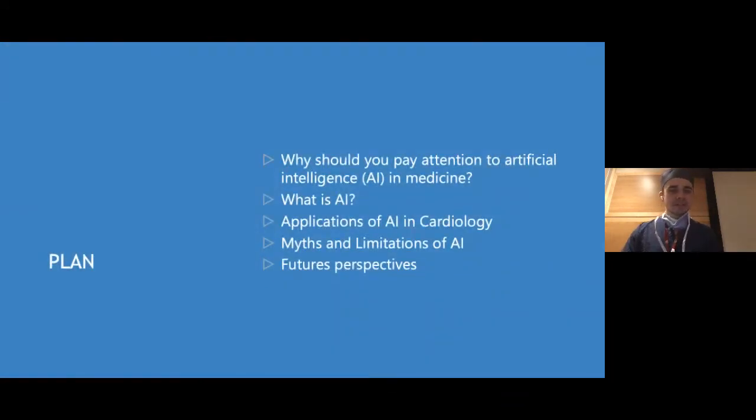My presentation today is divided in five sections. First, I want to convince you that you should pay attention to AI as a clinician, a cardiologist, a physician. Then I want to briefly introduce the topic of exactly what is AI and what do we mean by AI today in 2021. Then this is the main part of the presentation. It's concrete applications of AI in cardiology, which are projects I was lucky to be involved in. And then we'll dive into the myths and limitations of AI, and then talk a little bit about future applications and future perspectives about where AI is going.